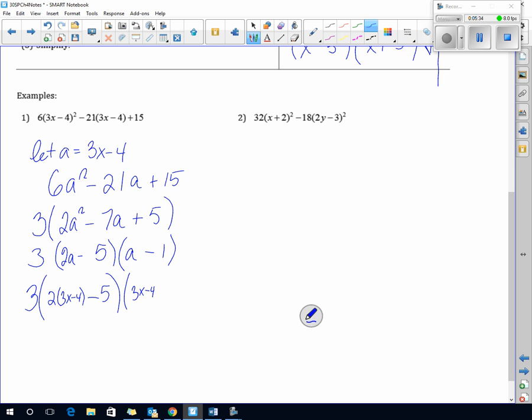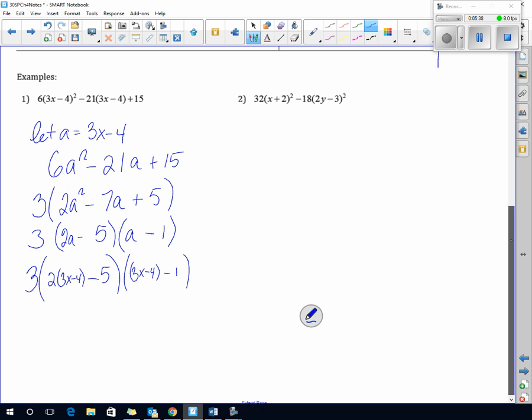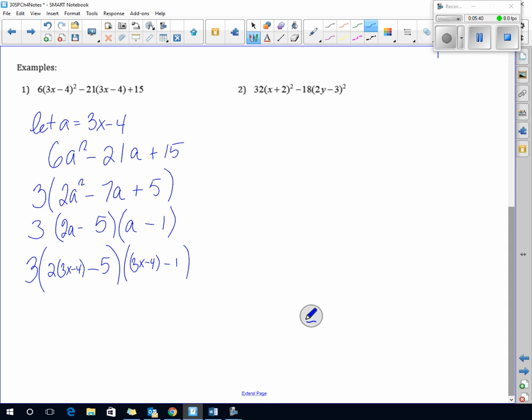So what do we get when we multiply the 2 in? We get a 6x, and then 2 times minus 4 is minus 8, subtract 5 is minus 13. And then here we get 3x, and then I have a minus 4, subtract 1, minus 5. There's my final answer. Do you guys want to try the next one yourself, or do you want me to help you with that one?